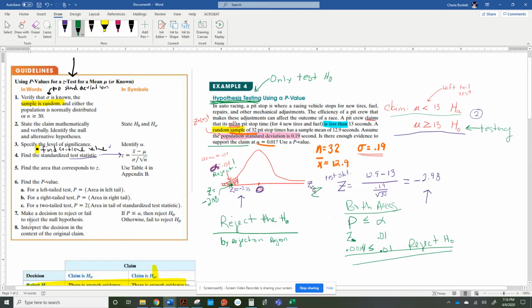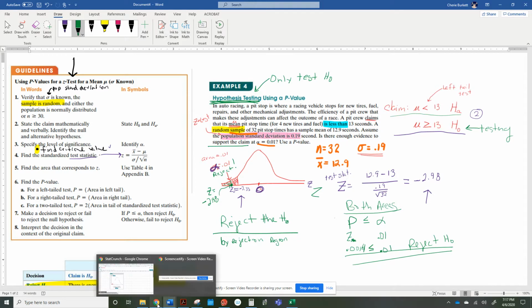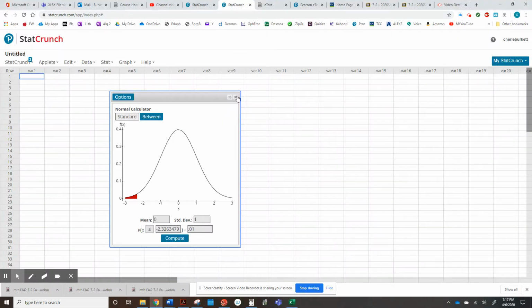So you'll need all of this information written down. And once you get all of this information written down, you can then jump on over to StatCrunch. Should give you the same information. So let's go back over to StatCrunch.